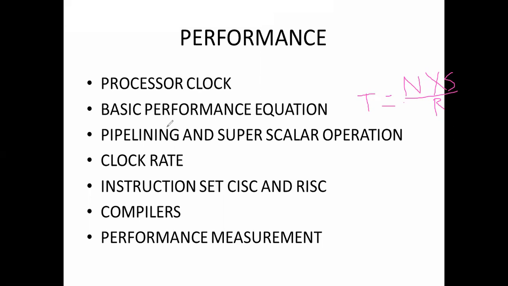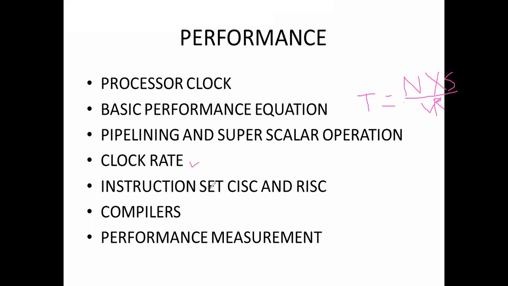So the next one is pipelining and superscalar operation. Here, by using pipelining, we require less time to execute the program. So next, clock rate. Clock rate is capital R, the number of clock cycles per second. Based on the period, we get the number of clock cycles in a particular time.